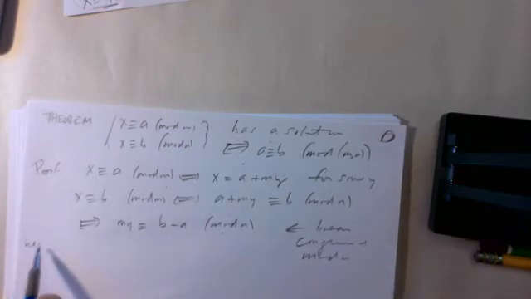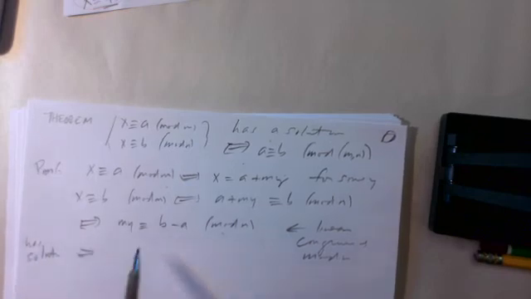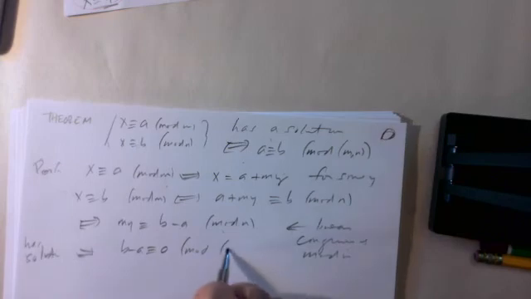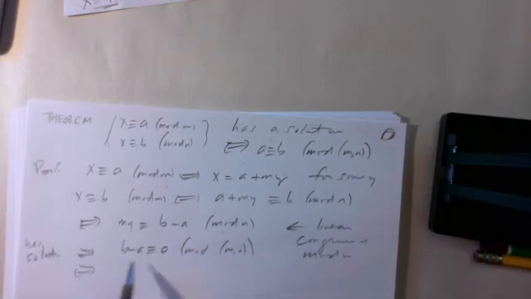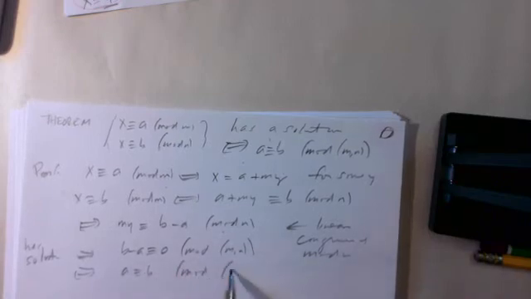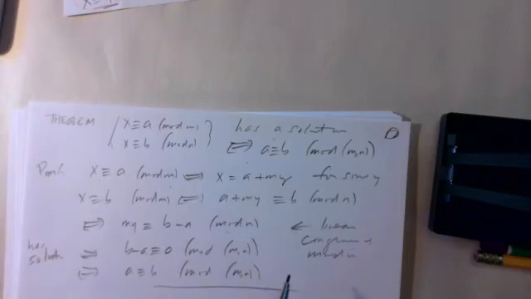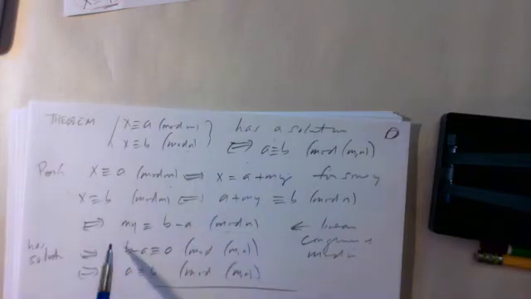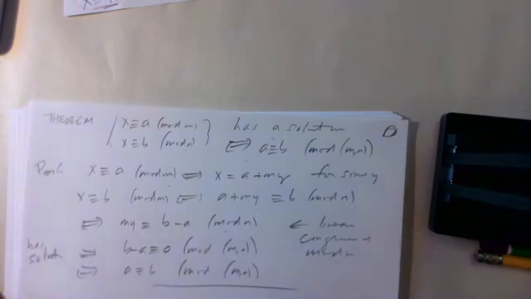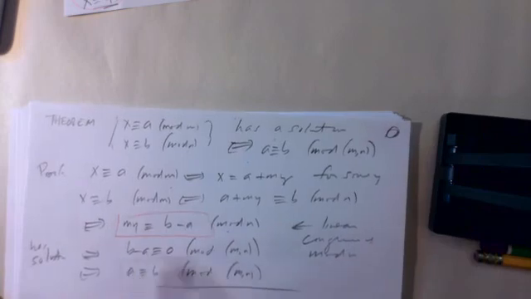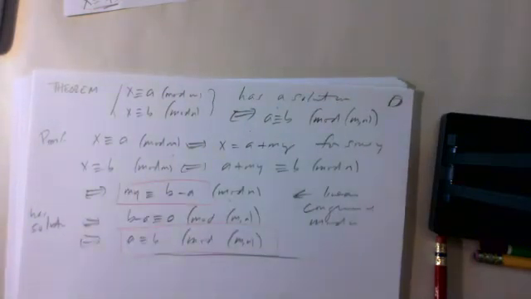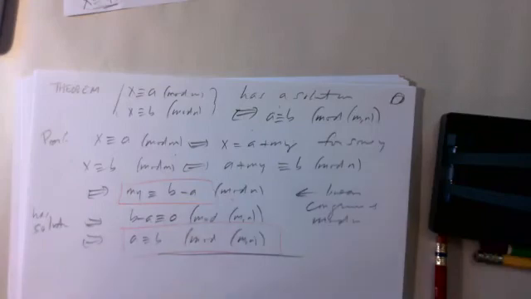So this has a solution if and only if B minus A is congruent to 0 modulo the greatest common divisor of M and N, which is the same as saying A is congruent to B modulo the greatest common divisor of M and N. So this pair of congruences has a simultaneous solution if and only if this linear congruence has a solution, if and only if this condition is satisfied. So that's pretty good.